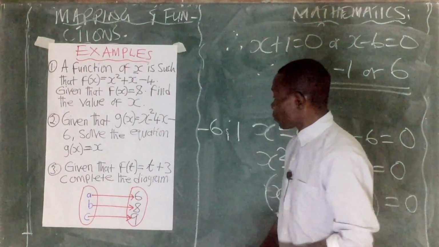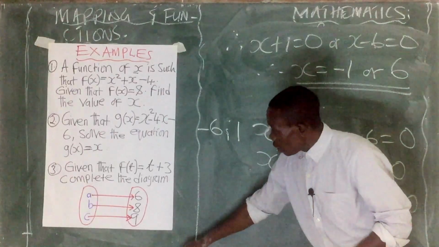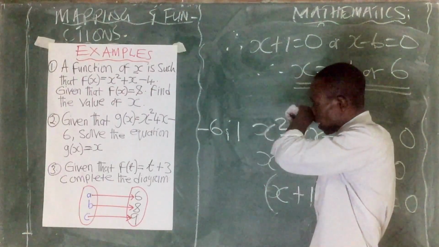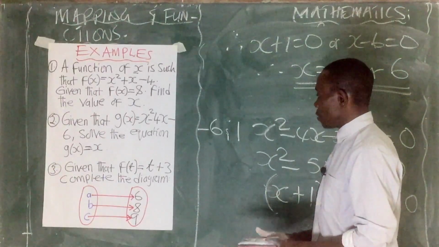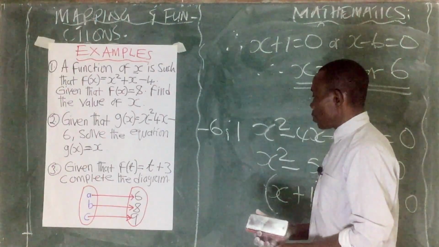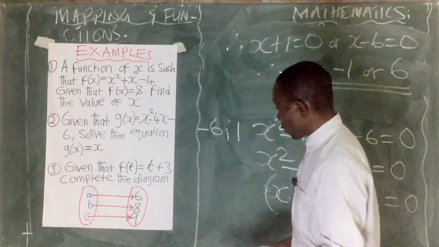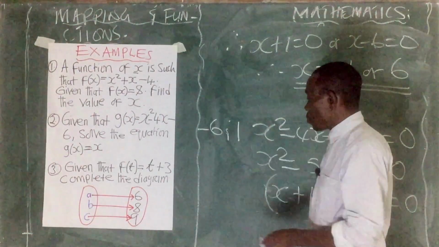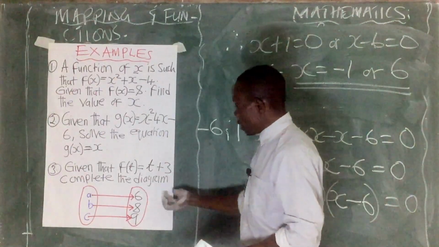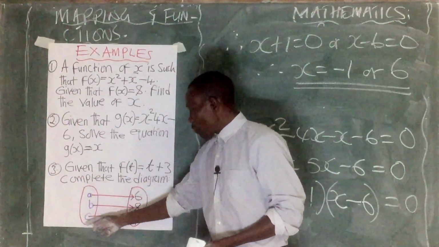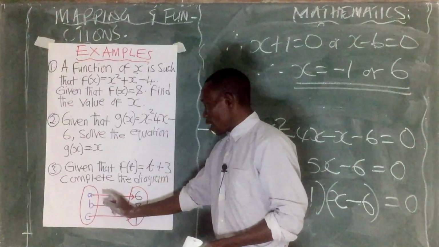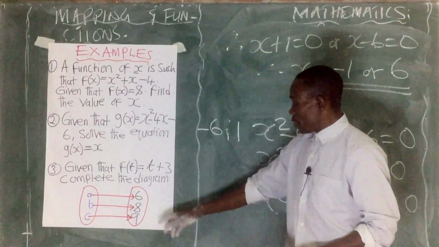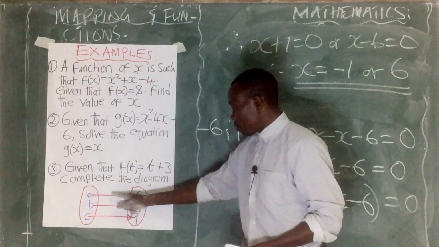Right. Lastly, let us look at the questions of category 3, where we are given that f of t is equal to t plus 3. They are asking us to complete the diagram. So it means somewhere we have a gap to be filled, and really it's true by what you can see here. You find that in the first set here, we do just have the variables represented by A, B, and C. But in the other set, the arrows are stipulated here.